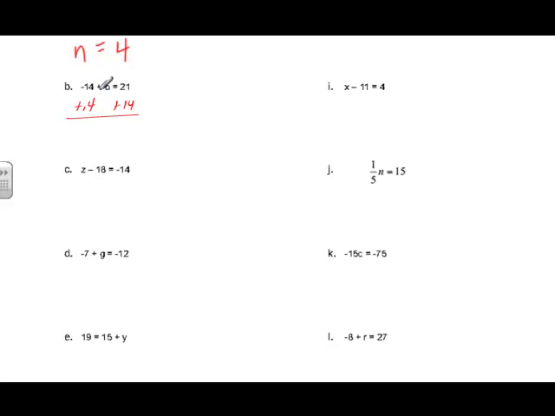We never want to do the opposite of the operation here, because the opposite of plus would have been minus, and that would have been a mistake. That's a trap. Opposite of the number. So we'll have B equals 35.